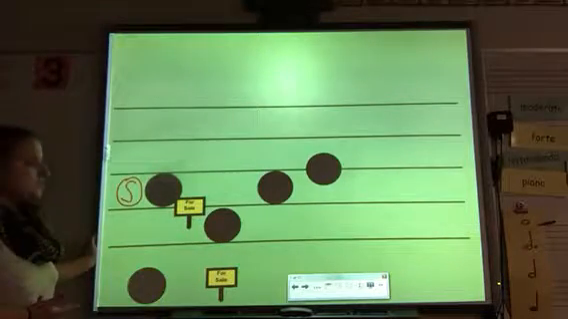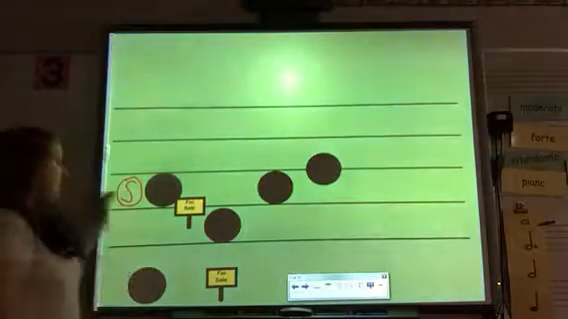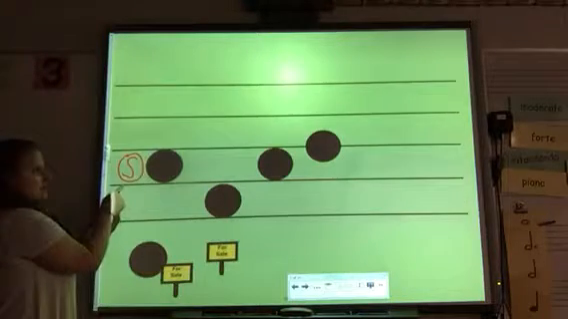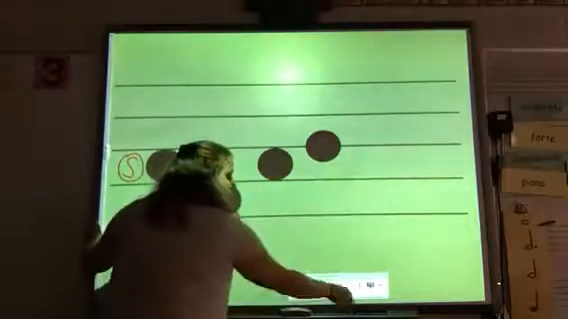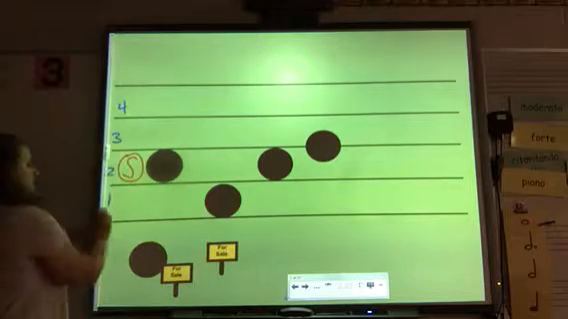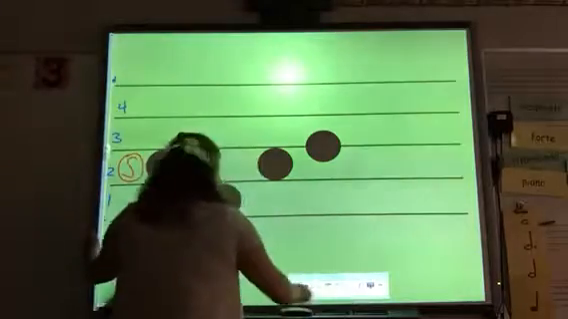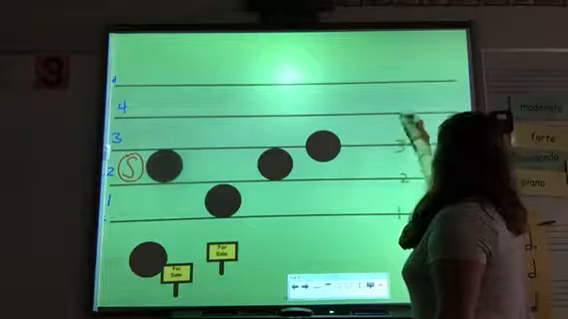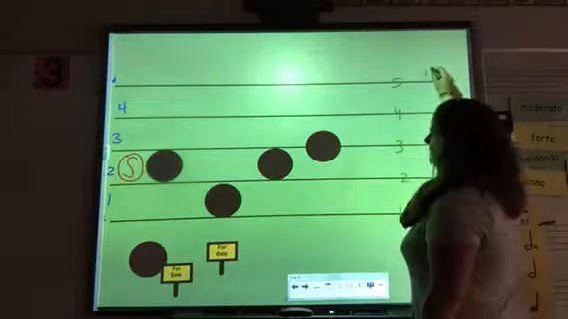Let's take a look at how we would read these. I will always give you so right away. So I'm telling you in this example that so is in the second space. And remember, our spaces are numbered 1, 2, 3, 4 from low to high. And our lines are also numbered 1, 2, 3, 4, 5 from low to high.